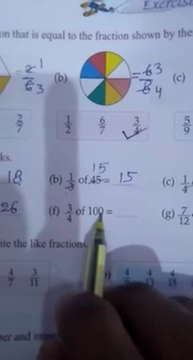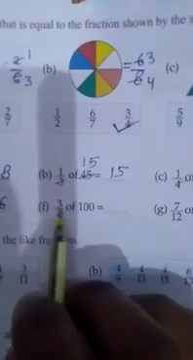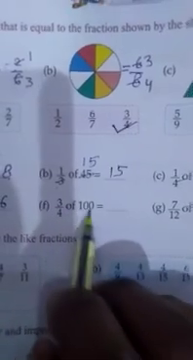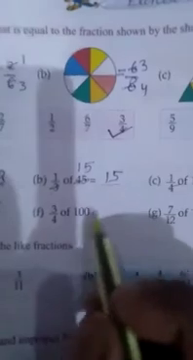Now question F, 3/4 of 100. Student, here of means multiply. So 3/4 multiply by 100. Now we will divide 100 by 4.